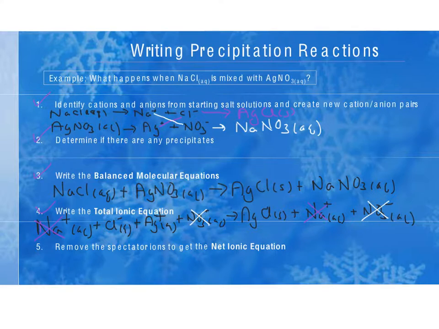So now that we've removed the spectator ions, we just have to write our net ionic equation, which is Ag+ plus Cl- going to form our solid, AgCl.